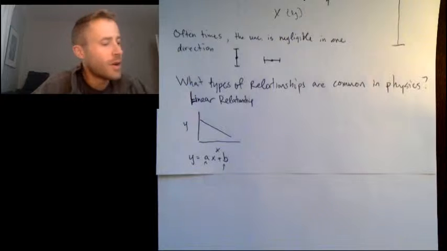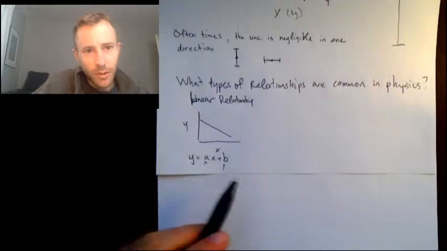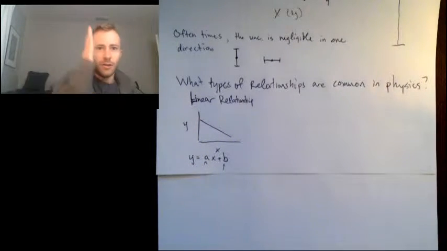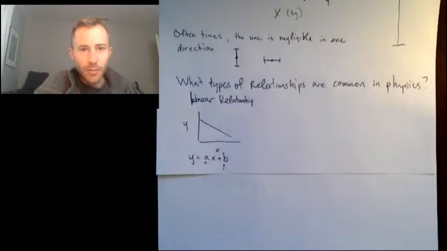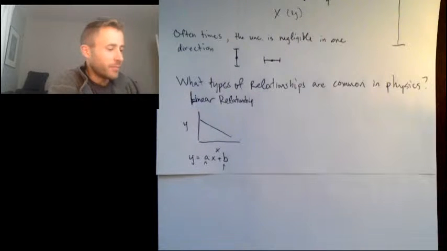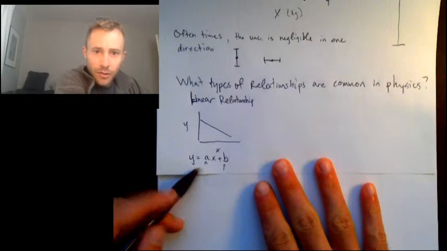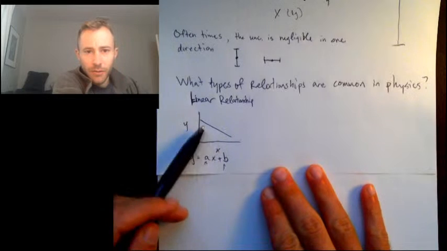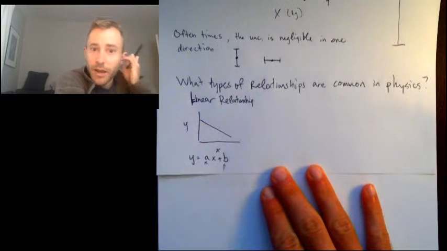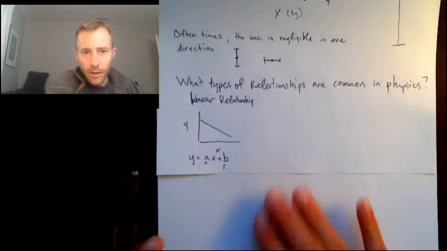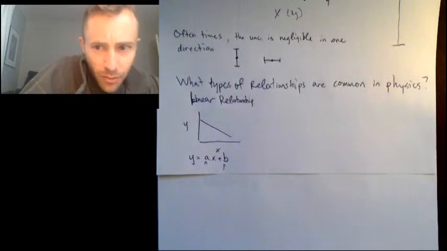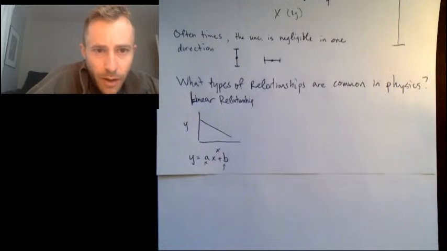As you know, a would represent the slope and b would represent the intercept. So changing a and b changes the slope, changes the intercept, shifts it up and down. But no matter what a and b are, it's still a linear relationship. This particular graph that I've drawn has a negative value for a and a positive value for b.